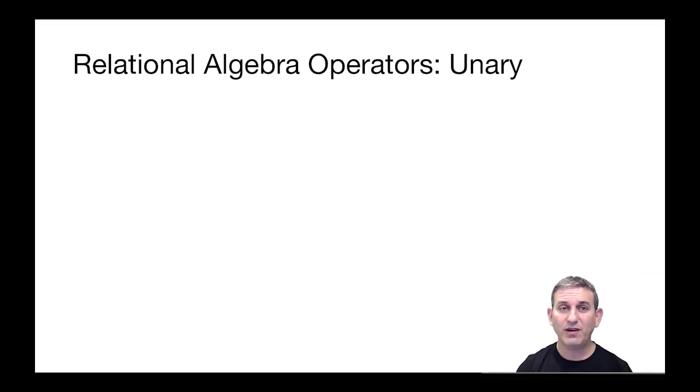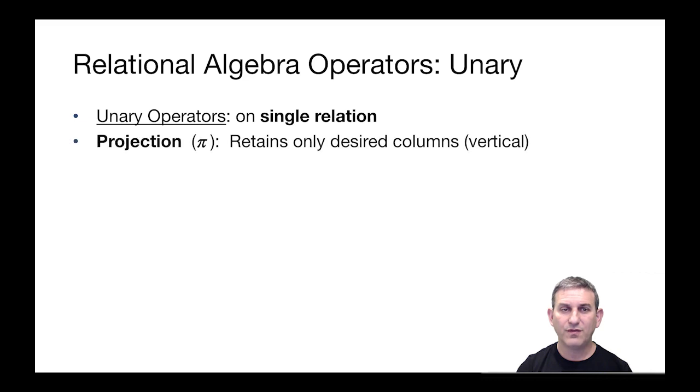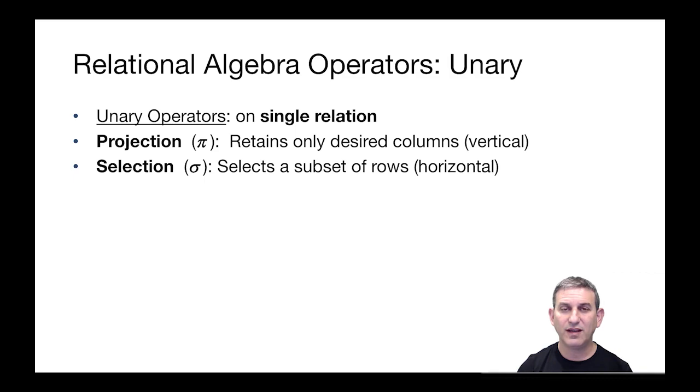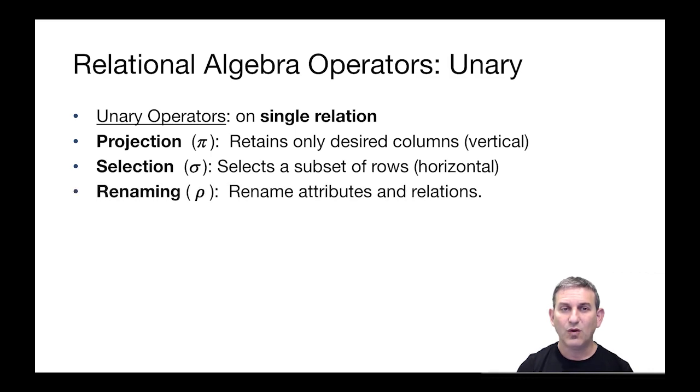There's really very few operators in the algebra, so let's go through them. First, we'll start with the unary operators, which is to say operators on a single relation instance. So the first one we'll look at is projection. Projection retains only the desired columns from a relation, so it sort of vertically chooses columns that we're interested in. Selection, on the other hand, selects a subset of the rows that we want from the table, so it's a sort of horizontal choice of entries in the table. Renaming is an operator really for just sort of syntactic convenience to allow us to make sure that we can assign names to attributes and to relations after they've been manipulated by other operators.